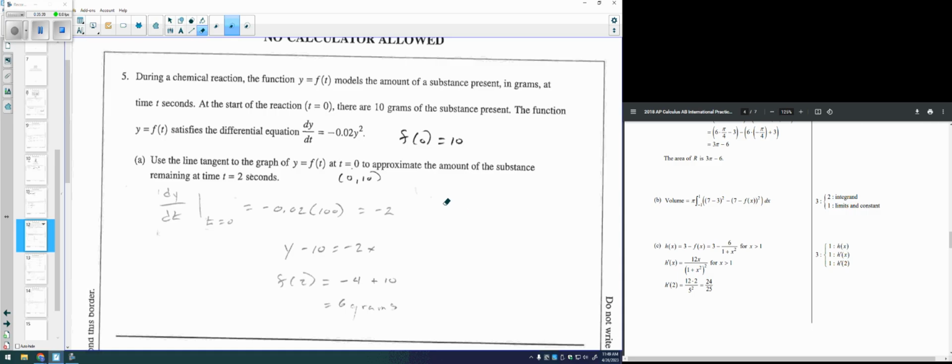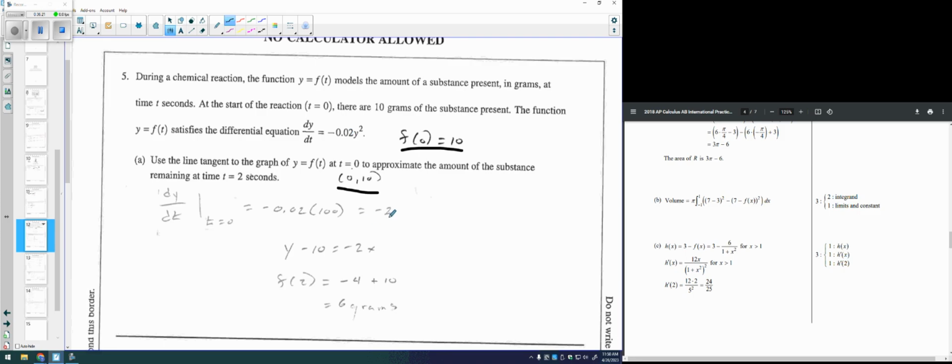So how do you find the equation of the line tangent to a curve? You need a point and a slope. They told me a point. At the start of the reaction, at time equals 0, there are 10 grams. There is my x and my y. So what do I need? I need slope. Well, they tell me slope, kind of. They tell me the equation for the derivative. Plug in your 10 for y, because the derivative is in terms of y. When I plug in the 10 for y, I get 100 times a negative 0.02, which is a negative 2.